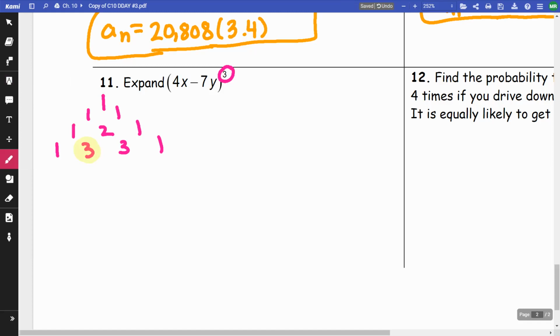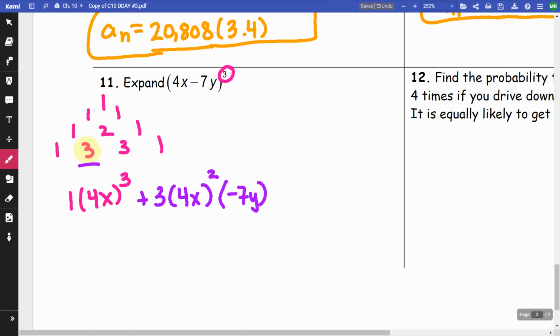So now what I'm going to be doing is I'm going to have 1 times 4x to the 3rd, and I'm going to just change colors here, plus 3 times, and this time my 4x is going to be to the 2nd. Notice it was the 3rd. It's going to go down 1. And then I have a negative 7y. And these exponents here, the 2 and the exponent for my negative 7y, have to add to that 3. So that's going to be to the power of 1.